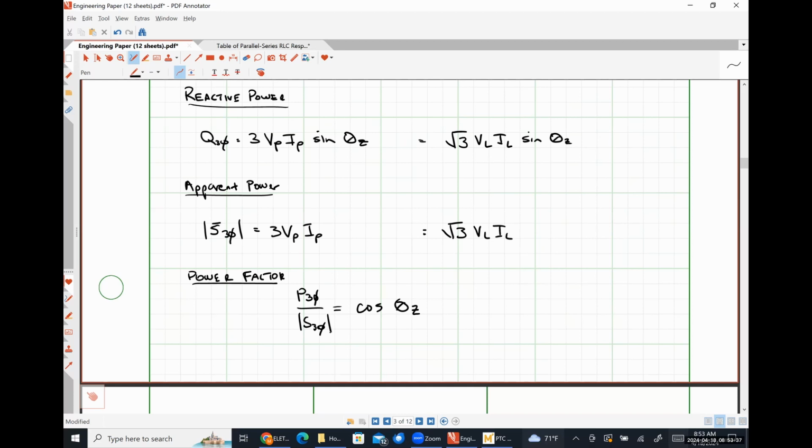Here are all of our power relationships, and they are effectively the same thing that we had for single phase equivalent circuits, but now we have options if we're looking at phase quantities and line quantities. So let's work some problems.